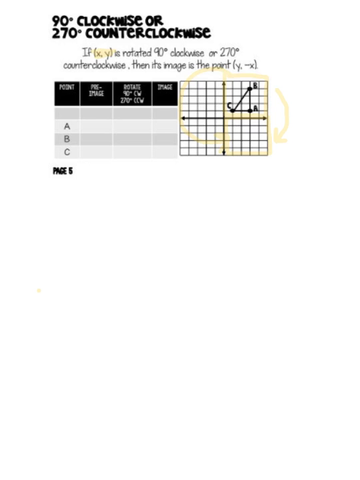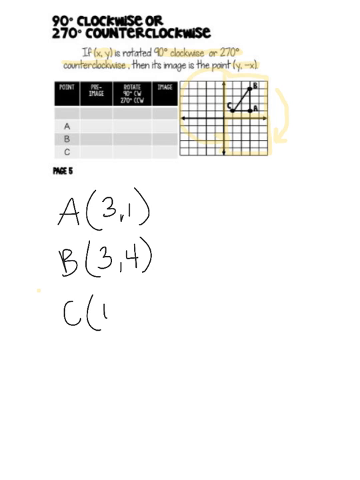Well, (x, y). If we rotate 90 degrees clockwise or 270 degrees counterclockwise, the image, what we're ending with, is (y, negative x). So we swap the x and y values, and what was originally the x value becomes negative. So let's look at this. We have triangle ABC. Point A is at (3, 1). Point B is at (3, 4), and point C is at (1, 1).